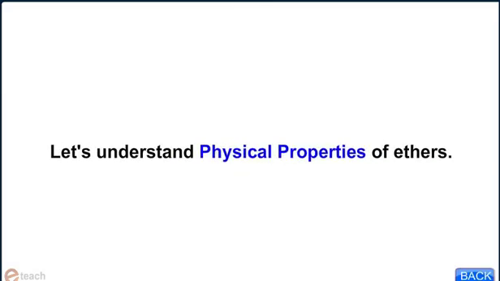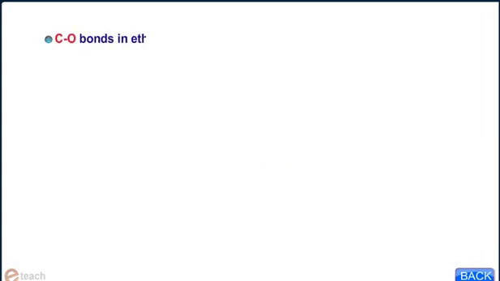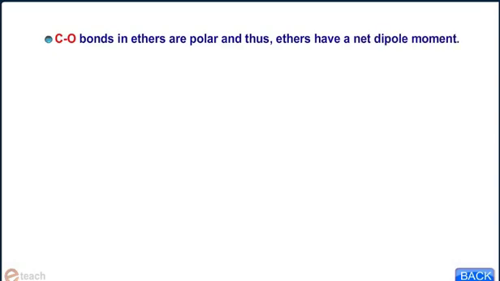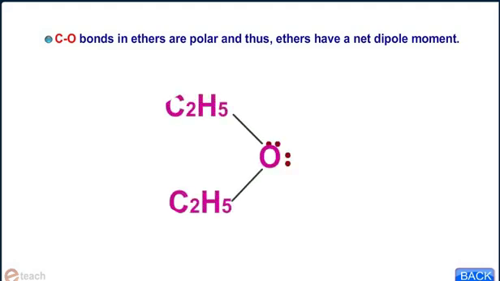Physical properties. Let's understand physical properties of ethers. C-O bonds in ethers are polar and thus ethers have a net dipole moment. For example, C2H5OC2H5. The net dipole moment is directed towards oxygen.